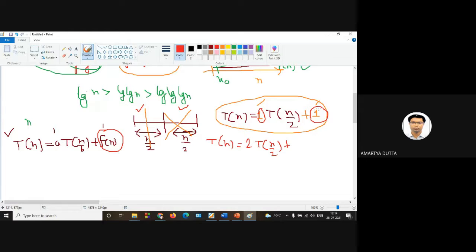Plus, here in binary search, the toll function is 1 because I am searching for only one particular element. But in case of quick sort and merge sort, we have to deal with n number of elements. That's why the toll function is n. So 2T(n/2) plus n. Is it clear why the recurrence relation for binary search is this and for quick sort and merge sort is this? Is it clear? Yes, sir.